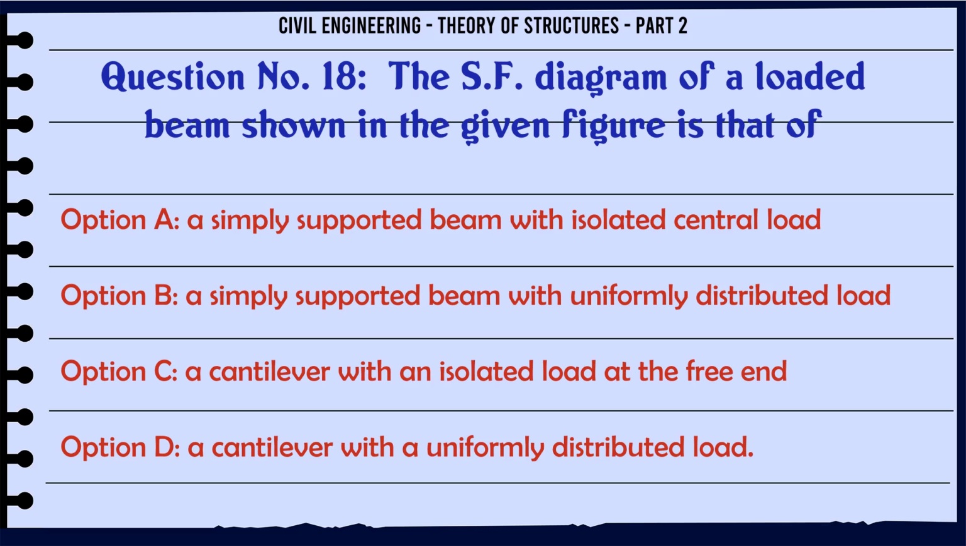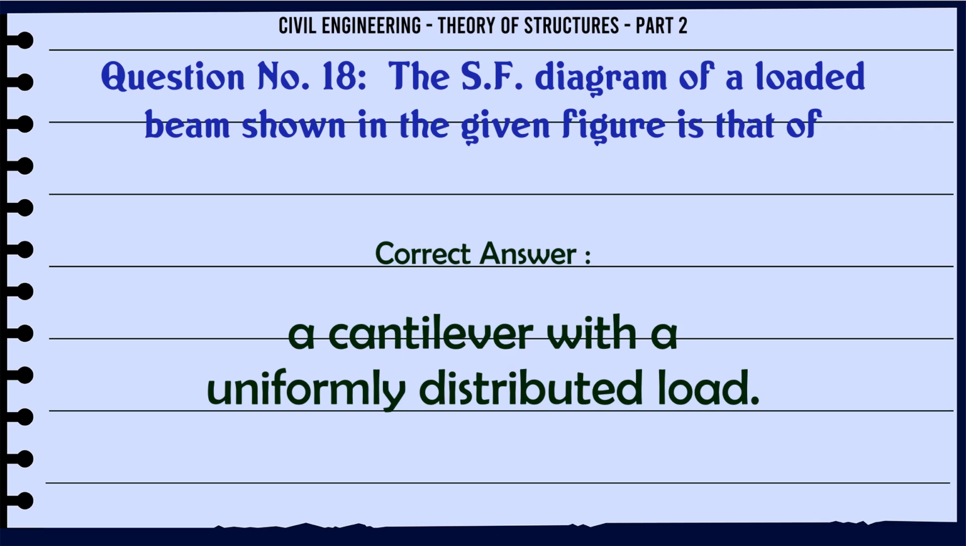The SF diagram of a loaded beam shown in the given figure is that of A, a simply supported beam with isolated central load, B, a simply supported beam with uniformly distributed load, C, a cantilever with an isolated load at the free end, D, a cantilever with a uniformly distributed load. The correct answer is a cantilever with a uniformly distributed load.